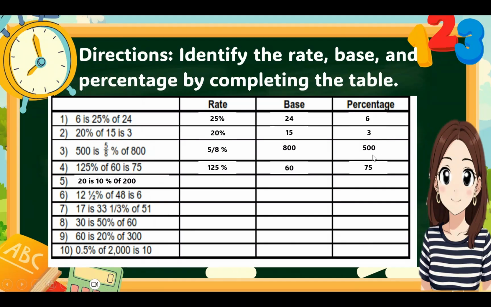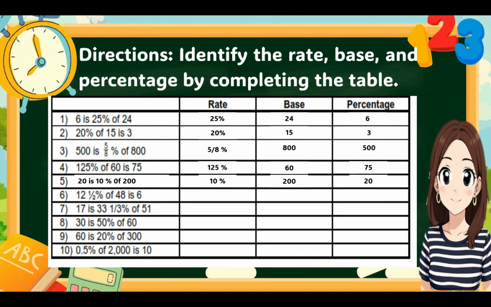Why is it that 75, which is the percentage or part of the whole, is larger than the base? It's because it's more than 100%. 100% is 60 and it's 125%, so that is more than 60. That is actually equal to 75. Now for number 5, we have 10%. The base is 200 and the percentage is 20.